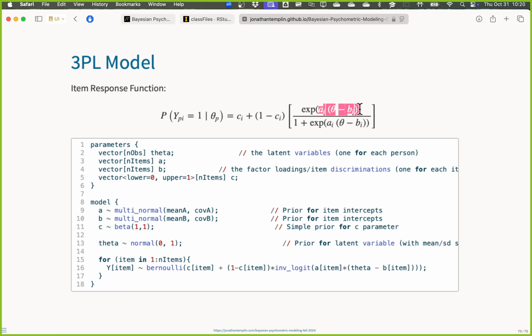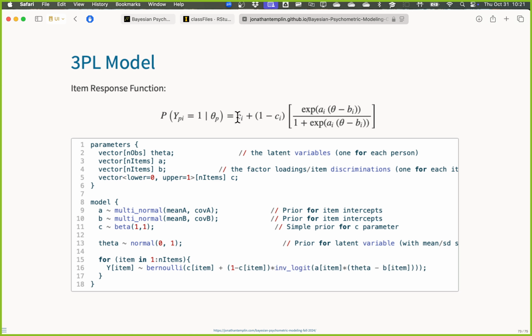So let me just show you the syntax real quick. This is where the Bernoulli function really matters, right? So you have Bernoulli here, and inside of it, you build the probability based on the formula you see above. The C parameter, the lower asymptote, plus 1 minus the C parameter, times that inverse logit function applied to A times the quantity theta minus B. So that's where C gets entered into the model.